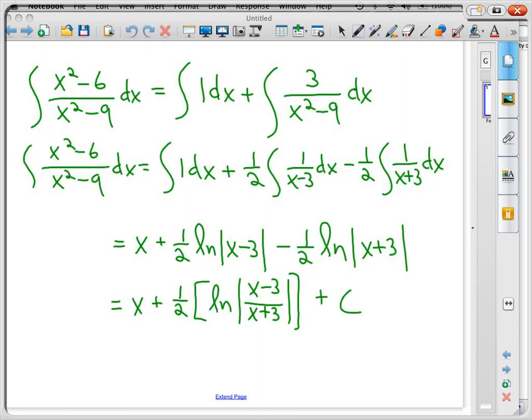And I can go one step further, and that is our answer ends up becoming the natural log of the square root of x minus 3 over x plus 3 plus C. And that's our final answer.